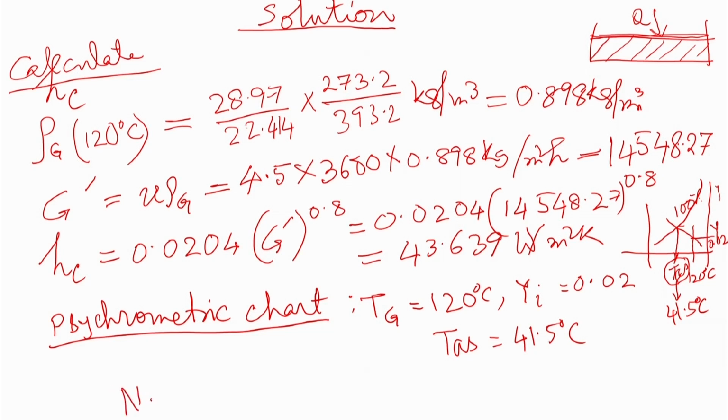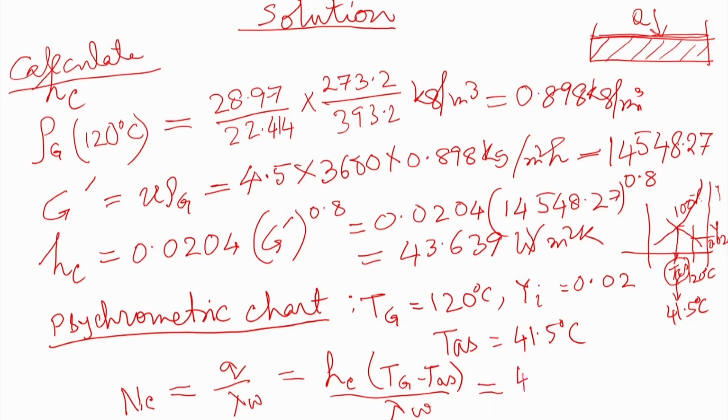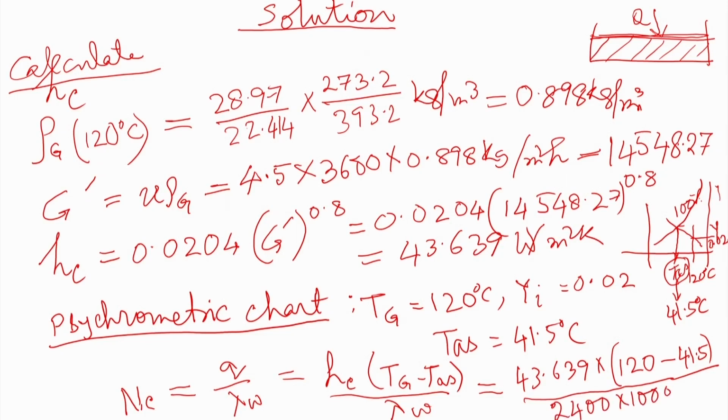What is this? This is the drying rate at the constant drying period, that is Q by lambda W. So, that will be equal to HC into Tg minus TW or TAS, whatever we say, divided by lambda W. So, HC is equal to 43.639 watt per meter square Kelvin into Tg is equal to 120 degree and TAS or TW, that will be 41.5 degree Celsius, divided by lambda W, the latent heat of vaporization, 2400 into 1000.